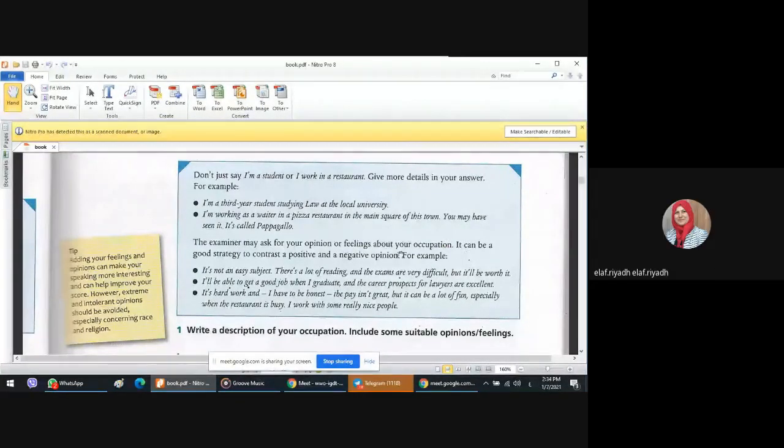It can be a good strategy. A positive and negative opinion. For example, it is not an easy subject. There is a lot of reading and the exams are very difficult, but it will be worth it. I'll be able to get a good job when I graduate, and the career prospects for lawyers are excellent.